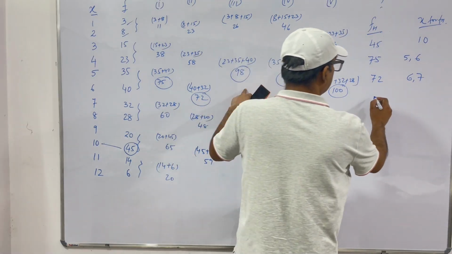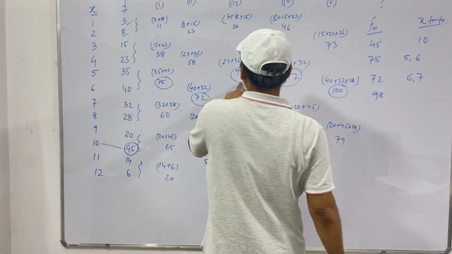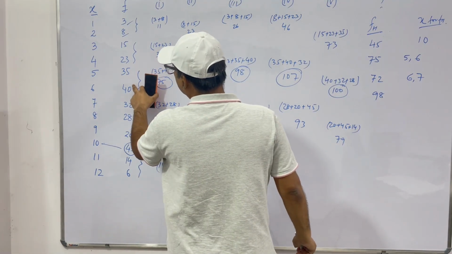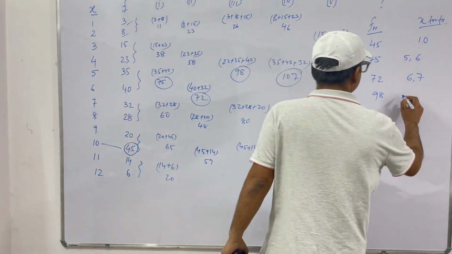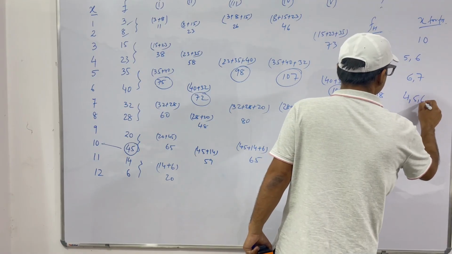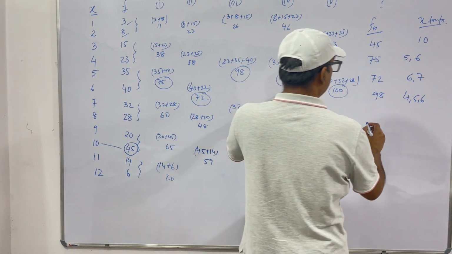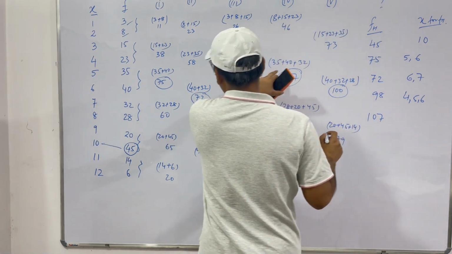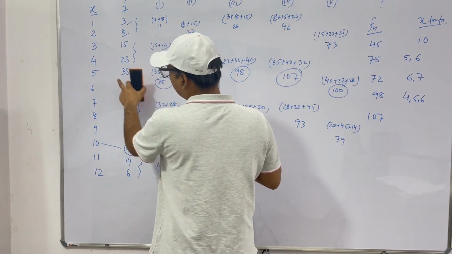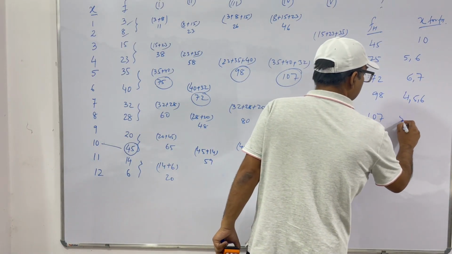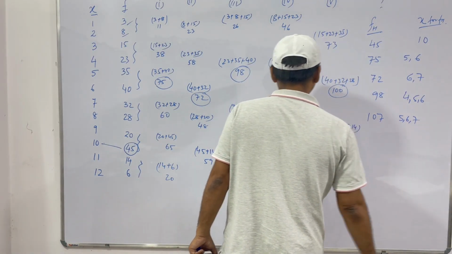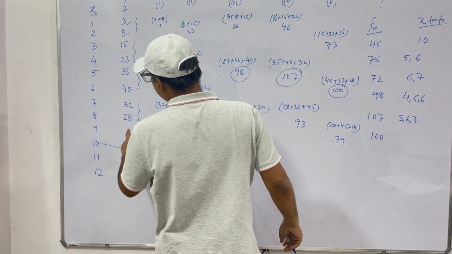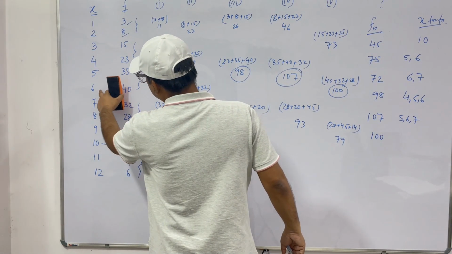Then we have 98. This is associated with 23, 35, 40, that is 4, 5, 6. Then we have 107. It is associated with 35, 40, 32, that is 5, 6, 7. Then finally 100: 40, 32, 28, so 6, 7, 8.